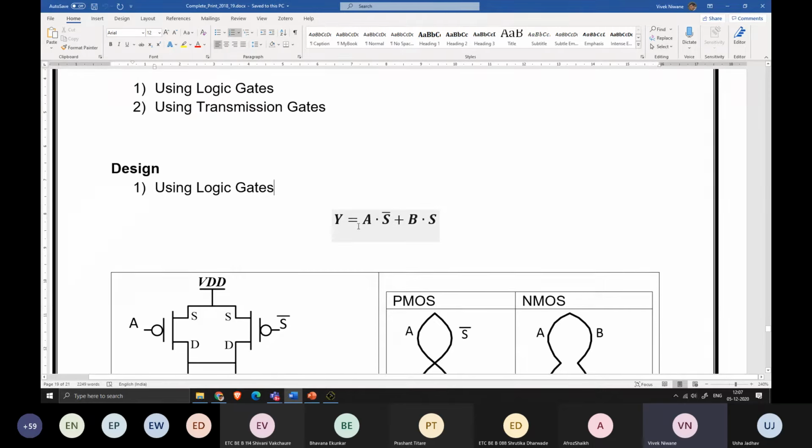So अगर ये equation आप पढ़ोगे, whenever S is equal to 0 रखूं मैं, अगर S is equal to 0 है तो we will have Y is equal to A, because this next term will go 0. If we put S is equal to 1, then this term will go to 0 and we will have Y is equal to B. So this logic equation acts like a logic of 2:1 multiplexer.